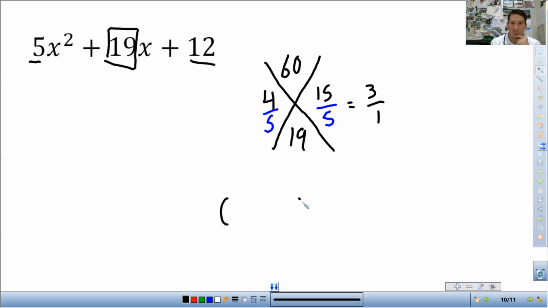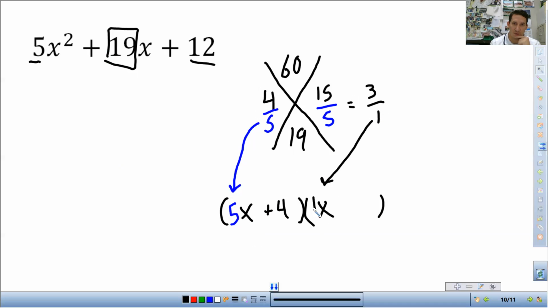And so I'm ready to put this into parentheses so they each get an x. Bottom number goes in front of the x. So it's 5x plus 4. And this number, again, don't necessarily need the 3.